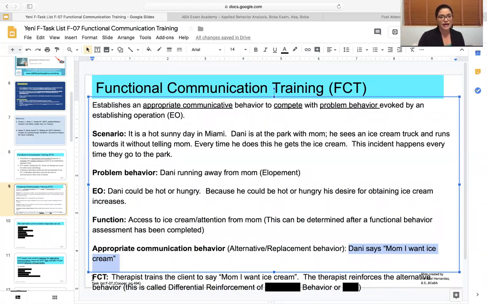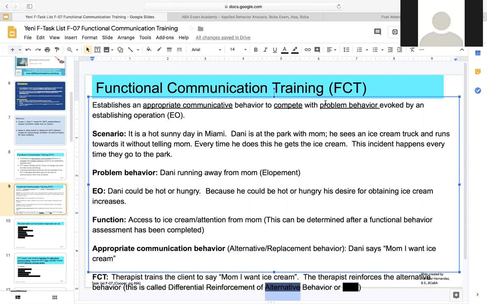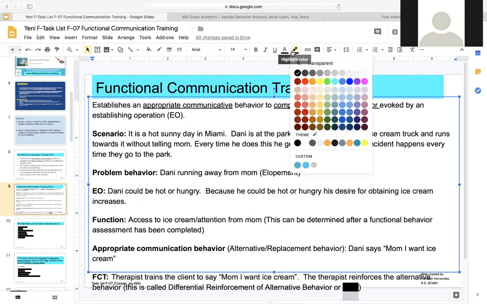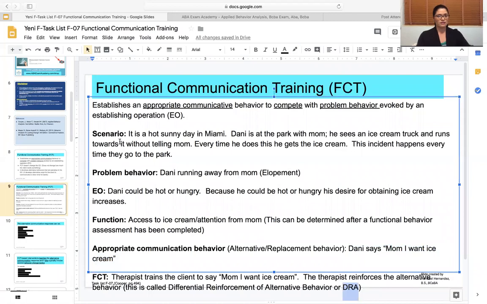Okay, so if we were talking about FCT, which is functional communication training, here we would say the therapist trains the client to say, "Mom, I want ice cream," and the therapist reinforces the alternative behavior. This is called differential reinforcement of what? Of alternative behavior. It's also known as the three letters DRA. I think somebody had already mentioned that. Those are things that are key for functional communication training. It has to do with the EO, it has to do with DRA, and it has to do with coming up with an alternative, appropriate behavior.